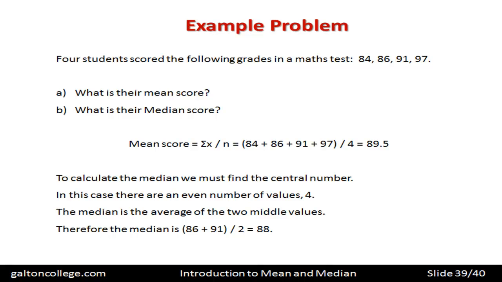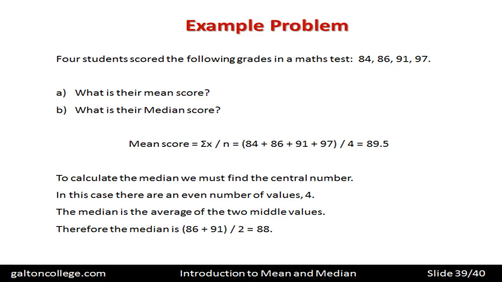To calculate the median, we must find the central number. In this case, there are an even number of values. There are 4. There's just 4 students, so there's an even number. And we want the middle one. We want the median, which is the middle. The median is the average of the 2 middle values, which is the average of 86 and 91. So add 86 to 91, divide by 2, which is 88. So the median is 88.